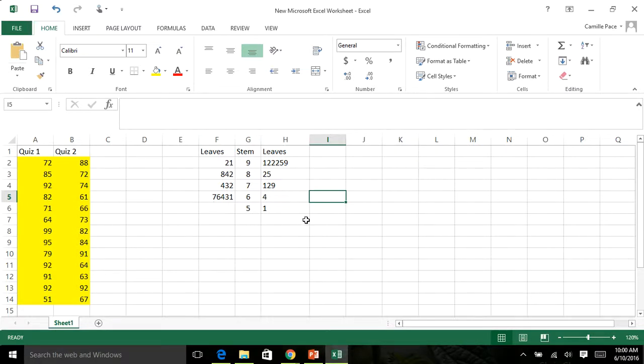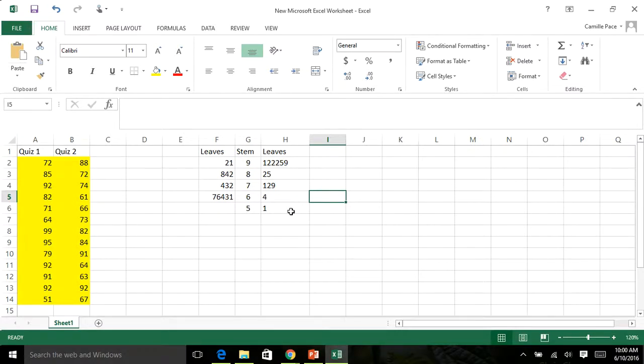So can I get some assumptions off this? Well, for quiz 1, I got more 90s than I did in quiz 2. In quiz 2, they seem to have done worse because there were more in the 60s than there were on quiz 1. If you look at the overall graphs of both of these stem and leaf plots, you're going to see the first quiz they did a lot better. The second quiz they didn't do as well. And that's really what you do with stem and leaf.